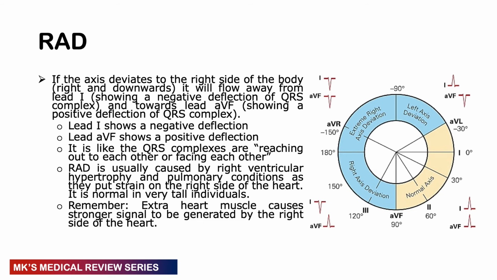Things like pulmonary hypertension, things like pulmonary embolism. You can also see this in very tall individuals. Remember, sometimes as you get this extra muscle on the heart, it's generating a stronger signal on the right side, so it can cause the overall vector to shift towards the right side.